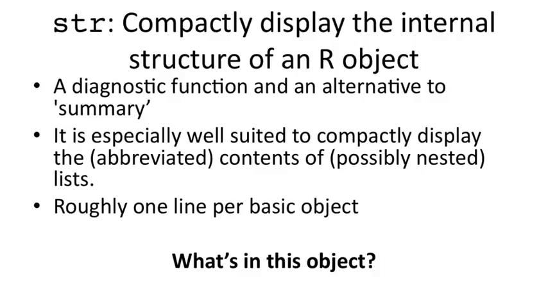So it's a very simple diagnostic function. It's very versatile, and the idea is that you can use it as an alternative to summary. So if you want to look at an object and see what is it and what's in it, you can use summary, which will often be very useful, but str is another option. It's particularly well suited for compactly displaying large lists, which may contain nested lists, and its goal is to produce roughly one line of output per basic object. For example, if you give it a simple object like a vector, it'll give you one line of output back. It'll print it to the console. And so the basic goal of str is to answer the question, what's in this object?